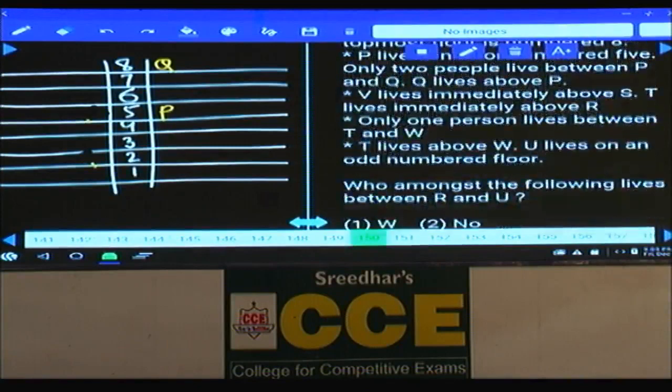V lives immediately above S. V and S must be together. T lives immediately above R.